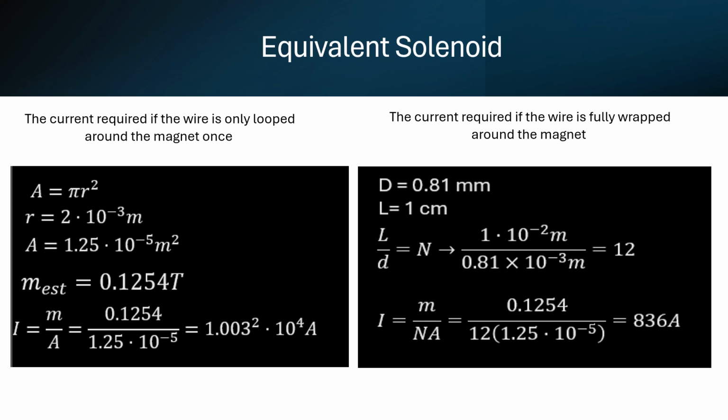On the right, we then had to calculate first how many times we could wrap this 20 gauge wire around the bar magnet, and how much current would have to run through this solenoid. All we did to calculate how many times we could wrap the wire around the magnet is to take the length of the magnet, which was 1 centimeter, and divide it by the diameter of the wire, which was 0.81 millimeters, to get the answer of 12 times.